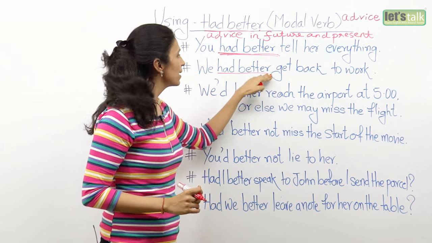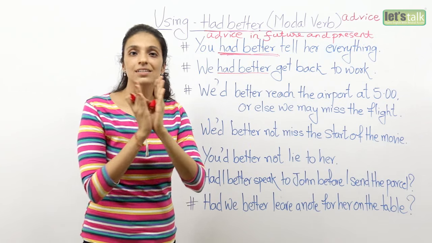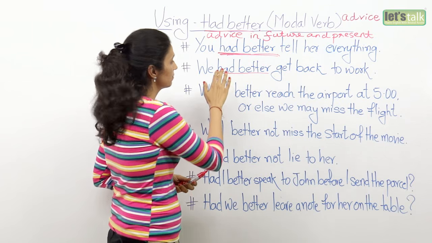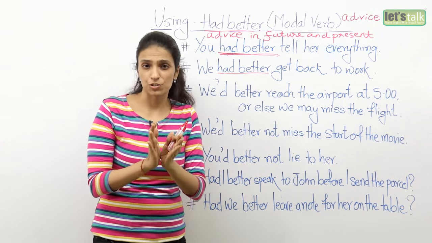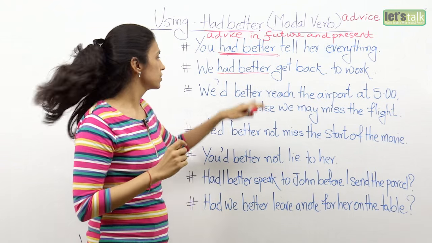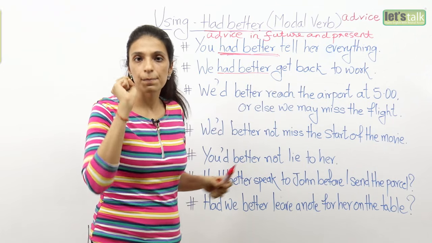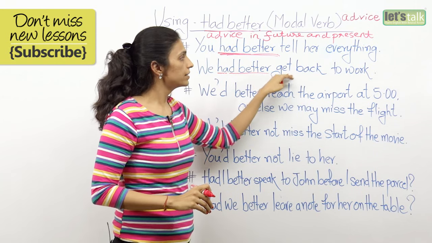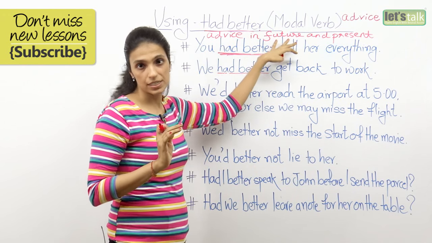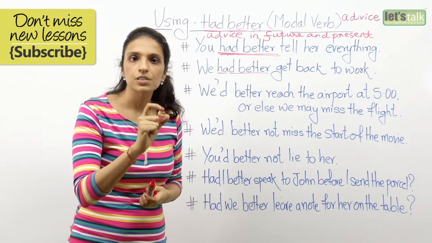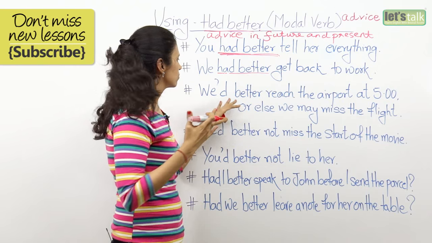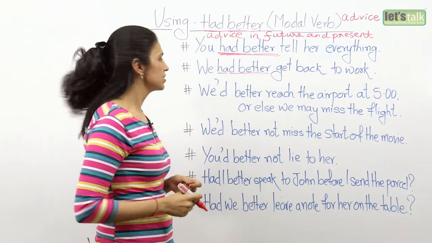So I use had better get back to work. To avoid a negative consequences, I say we had better. So you see, I use had better in this particular situation. It's not a general advice that I'm giving or a general situation. In this particular situation, to avoid the negative impact, I say we had better get back to work. Okay, so remember, had better is used to give advice in the present and in the future, but in particular situations, not general situations. Okay, or rather, should I say, no general advices in a particular situation.